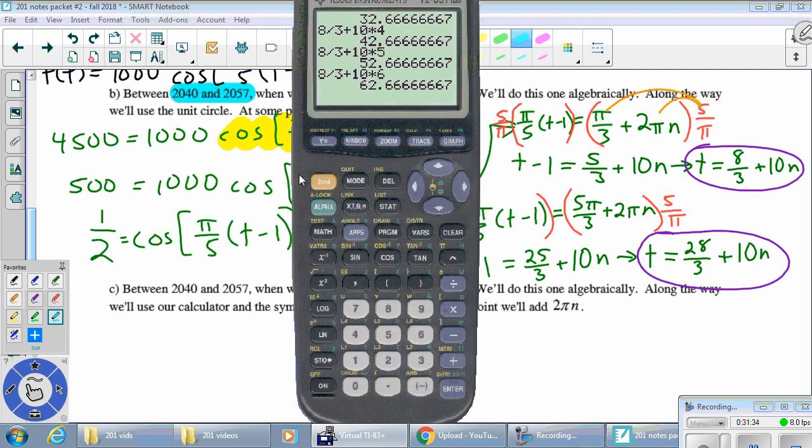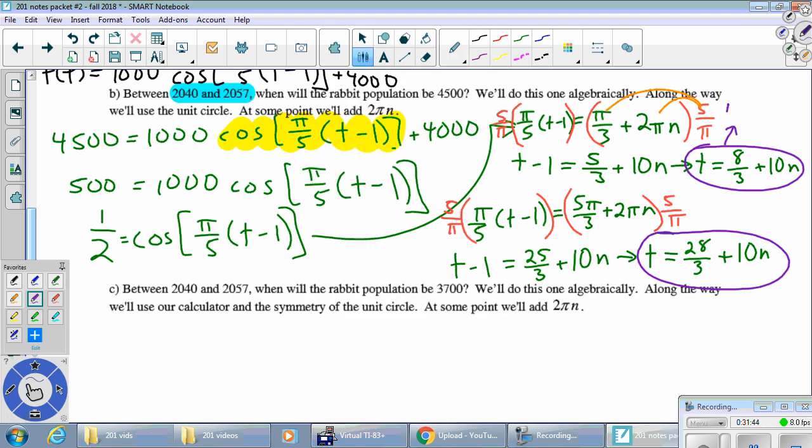I'm just going to record a little bit of what we've just written there. So we let n equal 4 and 5 to get 2042 and 2/3 and 2052 and 2/3. Okay, so that's all the answers for the first circled purple thing.